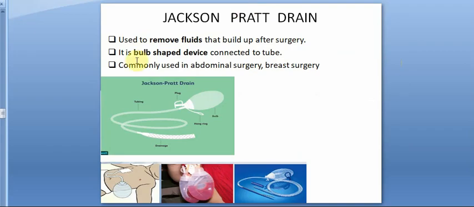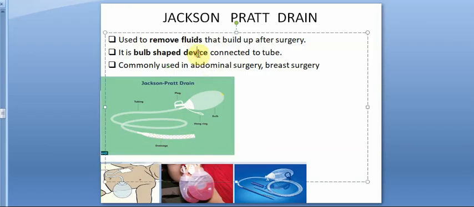Now, I was discussing so many names, isn't it? So we will see these types. First one is the Jackson Pratt drain. You can see here in the figure, it has a bulb, a plug, and tubing. One end of the tube will be present inside the wound. You will usually see this type of patient in the hospital. Sometimes examiners can ask which type of drain it is. So this is a figure of the Jackson Pratt drain.